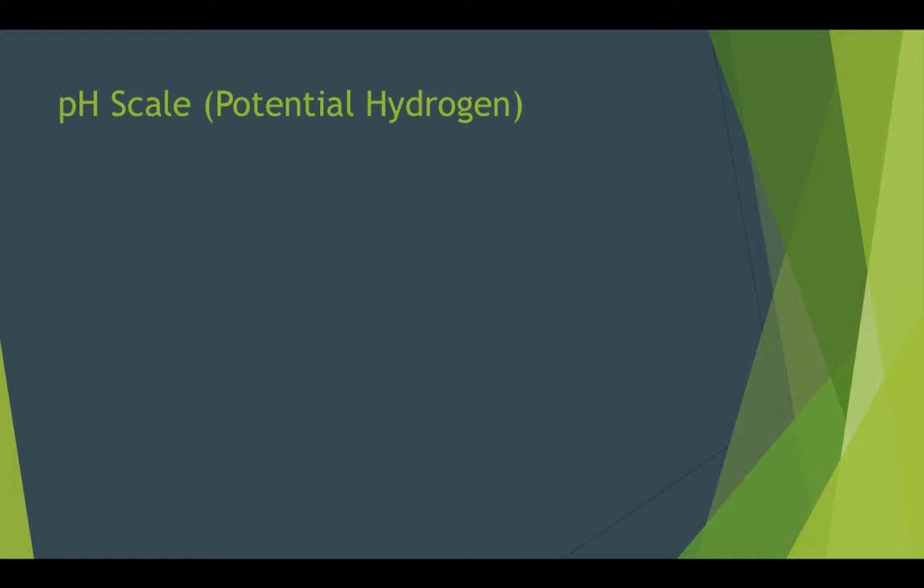So your acids, think about in terms of the alphabet maybe. So A being first, they're going to have more ions. Okay, bases, less ions, less hydrogen ions.